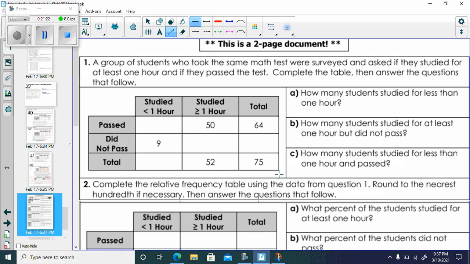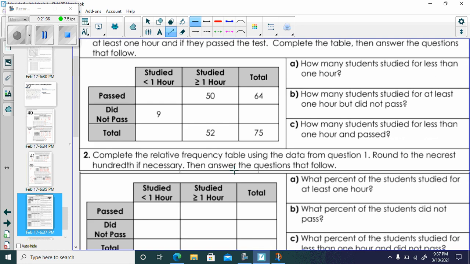Let's do another one of these. A group of students who took the same math test were surveyed and asked if they studied for at least 1 hour and if they passed the test. Complete the table, then transfer the answers, then answer the questions that follow. Okay, so we've got the information here. If these are our totals, then we can find this here, because we know that the totals have to add up to 75. 75 people were surveyed.